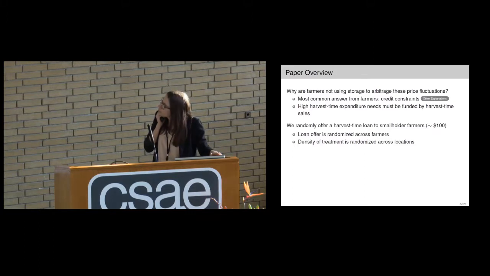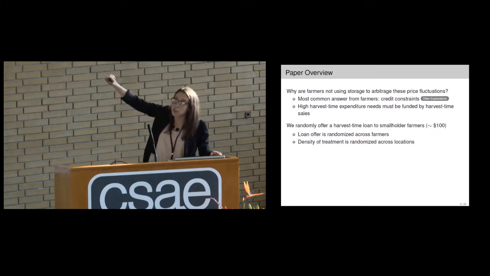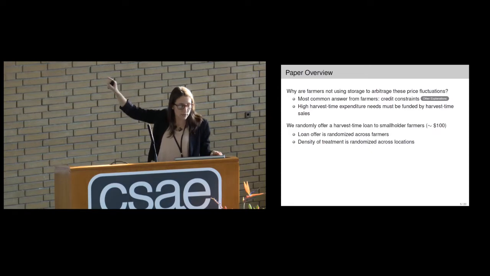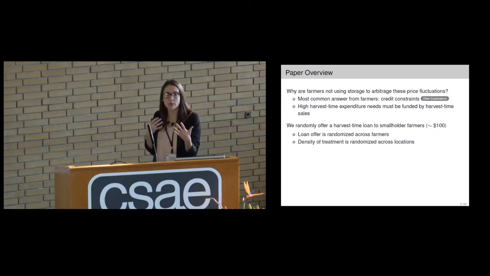And we're going to see if it's able to enable them to store for longer and to arbitrage these seasonal price gaps. We randomize this loan offer at 2 different levels. So the first level, the loan is randomized across farmers, and that's going to allow us to look at outcomes on an individual level on things like storage, revenues, and consumption.